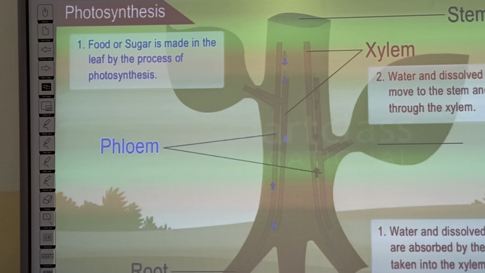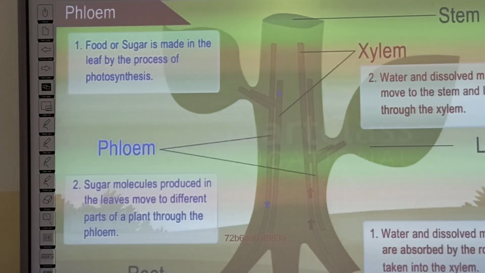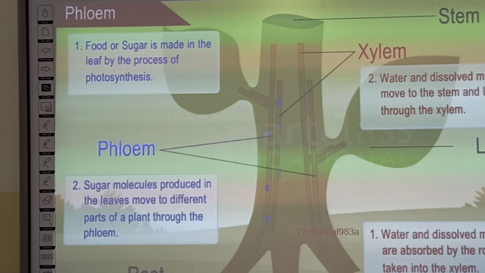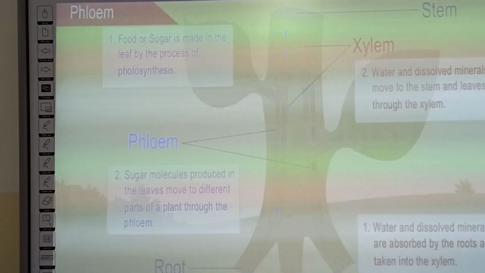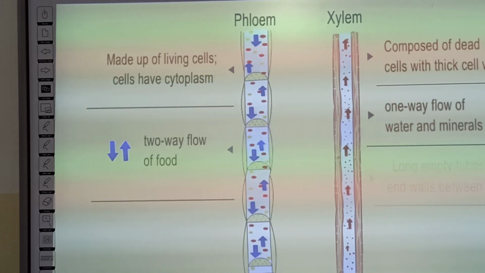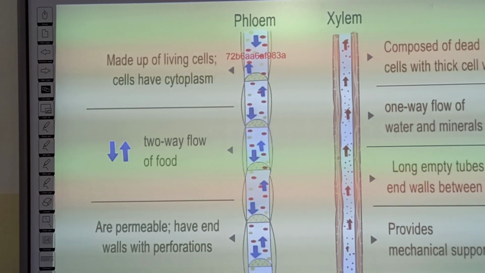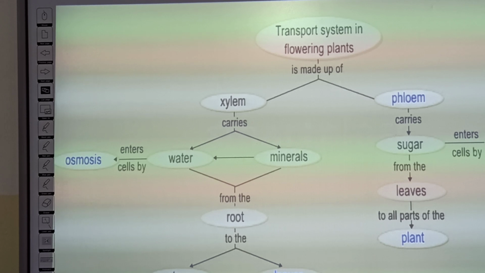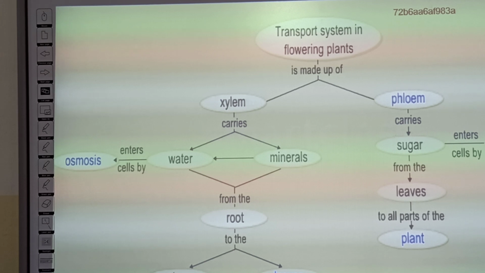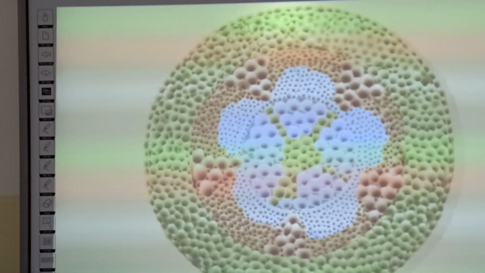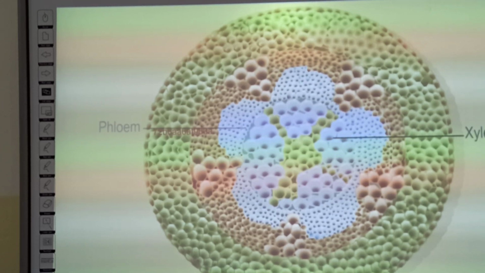Food or sugar is made in the leaf through the process of photosynthesis. Sugar molecules produced in the leaves move to different parts of the plant through the phloem. As we know, the xylem and phloem differ in their functions. How about their structures? Here are the key features of their structure. Here's a complete visual which shows clearly the two-way transport system in plants. If you view a cross-section of the plant stem under a microscope, here's how the xylem and phloem would appear.